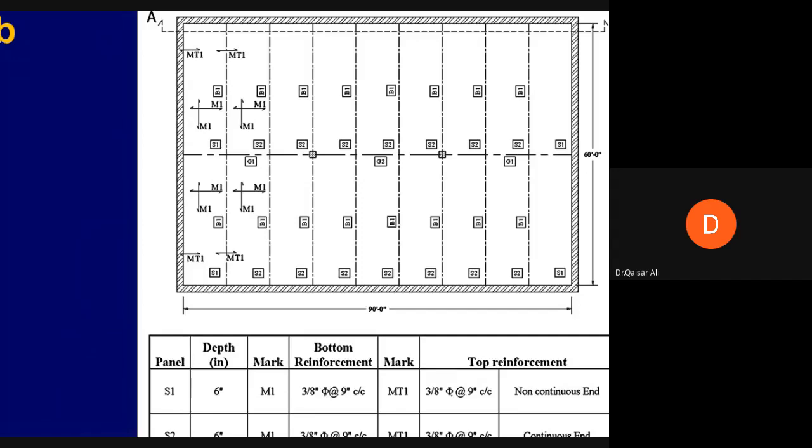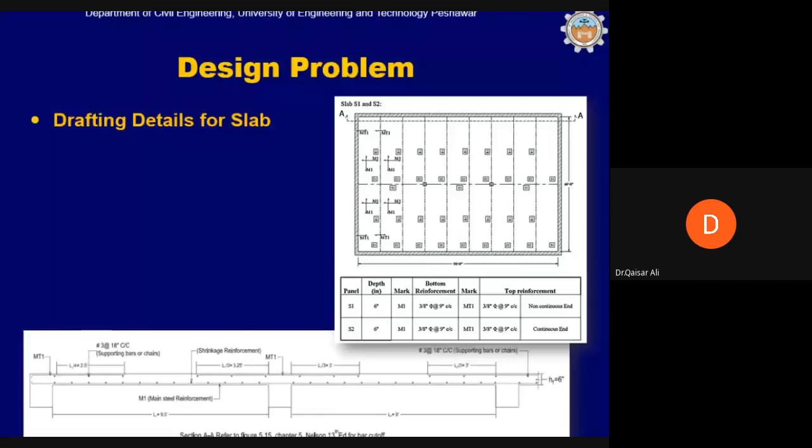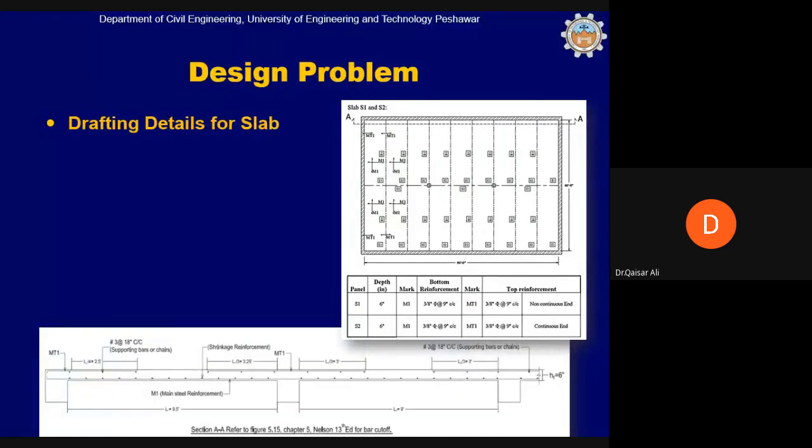The thickness of S1 and S2 both are 6 inch. M1 mark means bottom reinforcement number 3 at the rate of 9 center to center, in both ways, because shrinkage reinforcement and main reinforcement both are the same. However, MT1 is negative reinforcement. MT1 is again number 3 at the rate of 9 center to center at non-continuous and continuous end. You can take a section along the short direction wherein you can show the shrinkage reinforcement, main reinforcement, and all this.